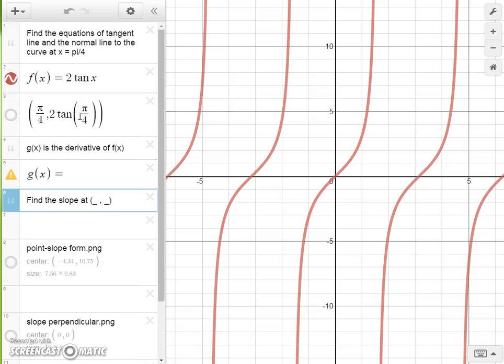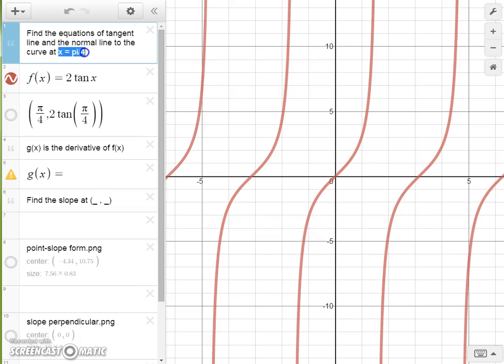Hi everyone. In this video, I'm going to show you how to find equations of tangent lines and normal lines to a trig function, to a trig graph. Okay, so let's take a look here. In this question, they want us to find the equations of the tangent line and the normal line to the curve at x is equal to pi over 4.